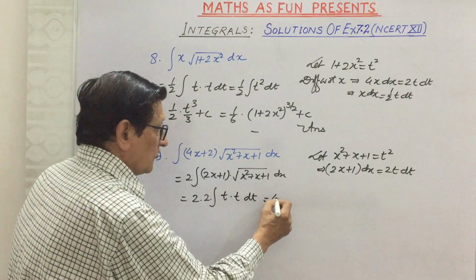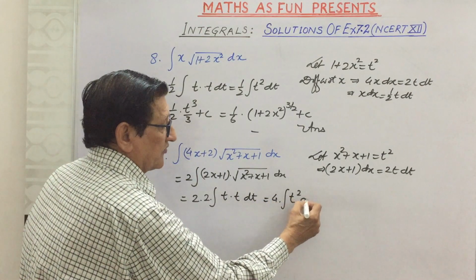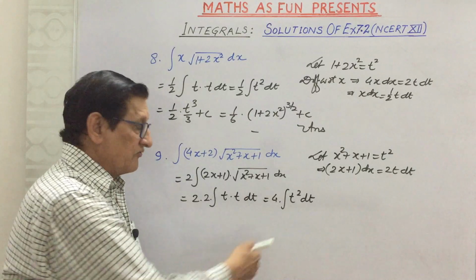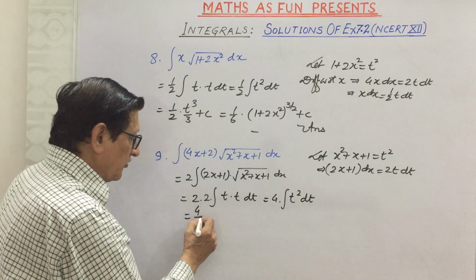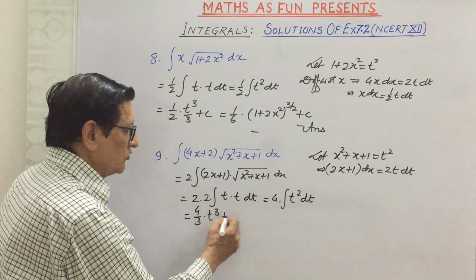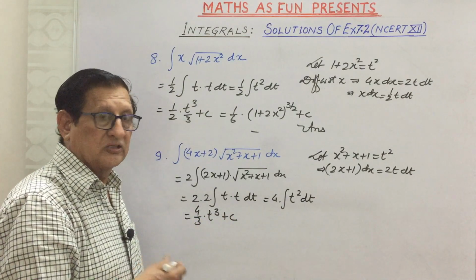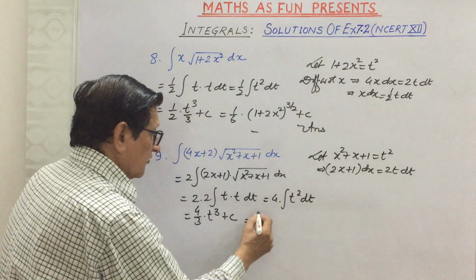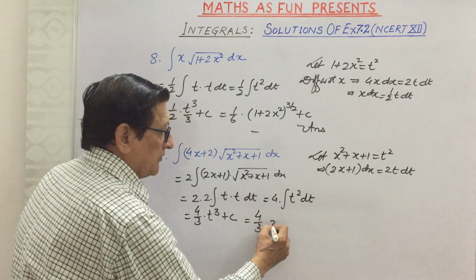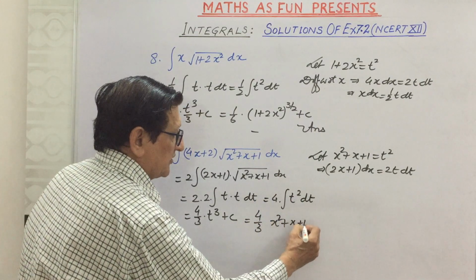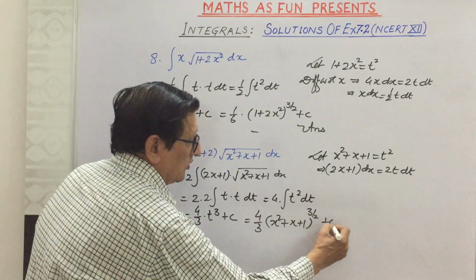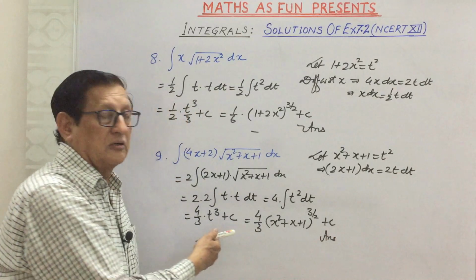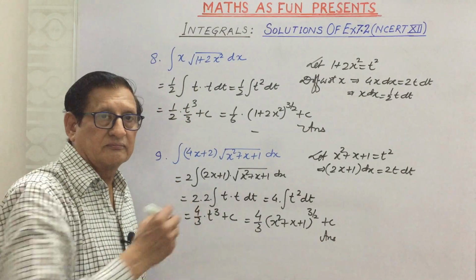This comes as 4 into integral of t square dt. And we know the integral of this is t cube by 3. So this will be 4 by 3 into t cube plus c. Substituting the value of t here, we get 4 by 3. T means x square plus x plus 1 power half. Cube of that will give us power 3 by 2 plus c. This is the answer to the problem.